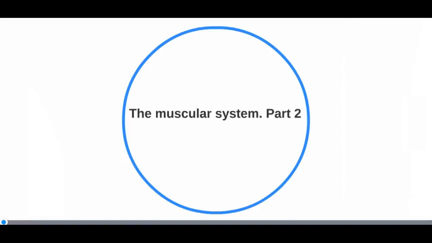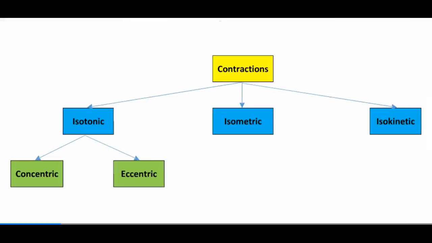The muscular system, Part 2. Let's consider the types of muscular contraction, of which there are three main types. Isotonic. An isotonic contraction takes place when a muscle is contracting whilst shortening or lengthening.